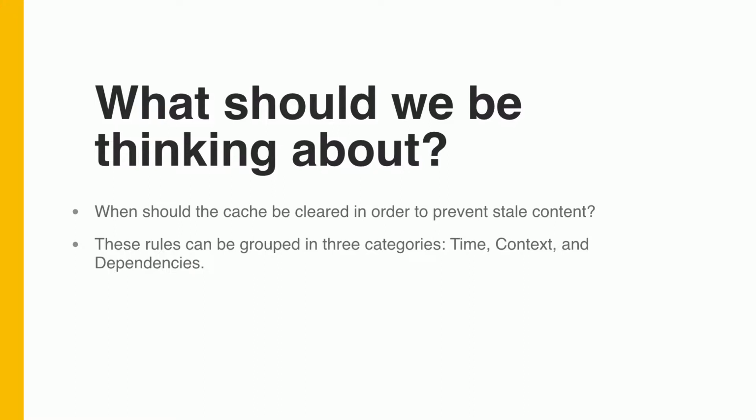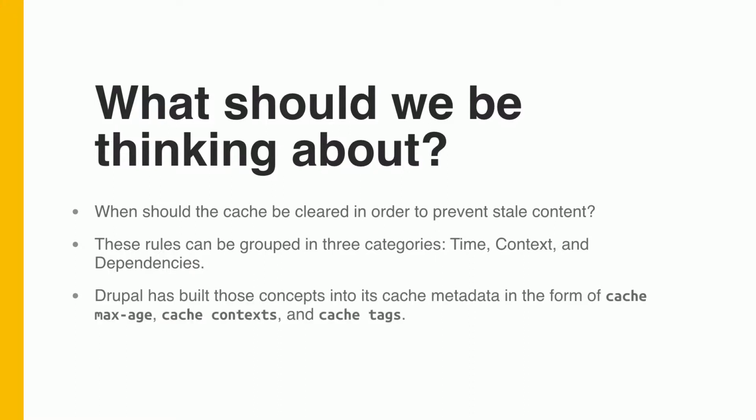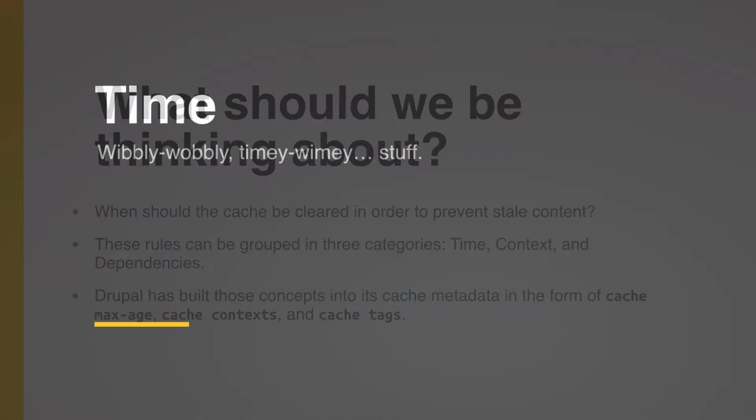And as it would happen, those are directly built into how Drupal thinks about caching. We have cache max age, which is about time, cache contexts, which is context, and then cache tags, which manage dependencies. So we'll first talk about the easiest of the 3, time.